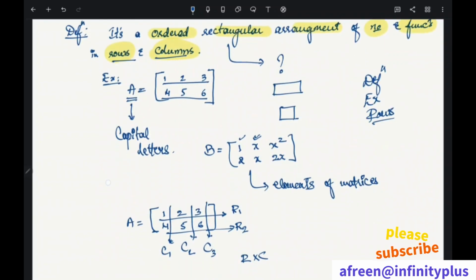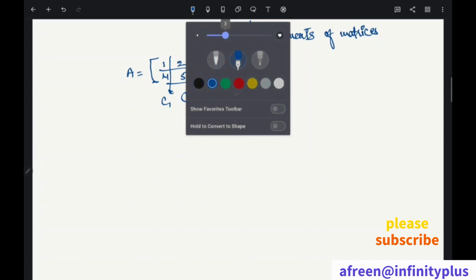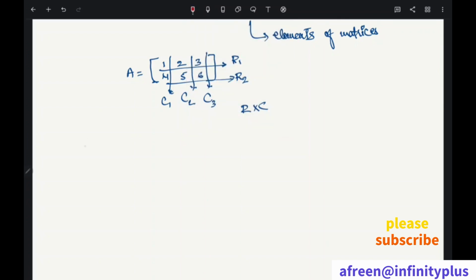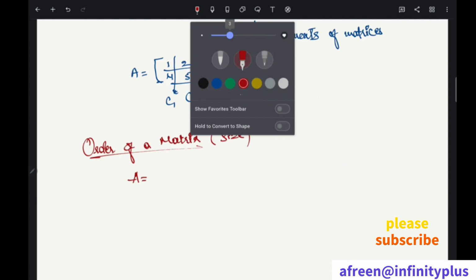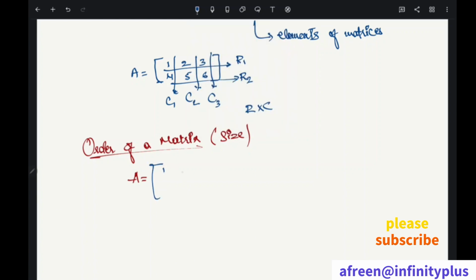So now let us understand what the size of a matrix is. The size of a matrix is also called the order of a matrix. Take the example which I have taken earlier. I am taking matrix A as it is, which is A is equal to 1, 2, 3, 4, 5 and 6. So this is the matrix which I have taken earlier.